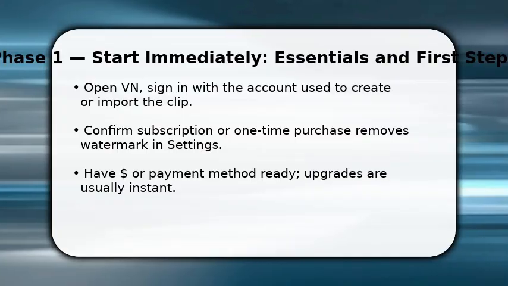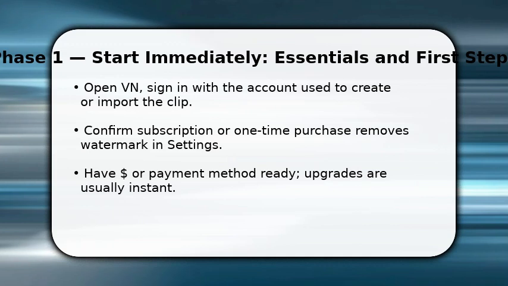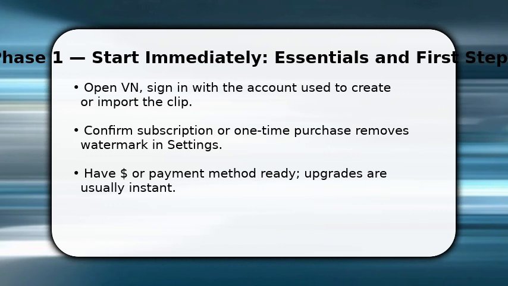You begin by confirming account status. This is the fastest legal route. Open VN and sign in, then go to Account or Settings to view your plan. If you bought a premium feature, make sure it shows as active. This is why the watermark disappears automatically. Once done, purchase or restore a previous purchase if necessary.